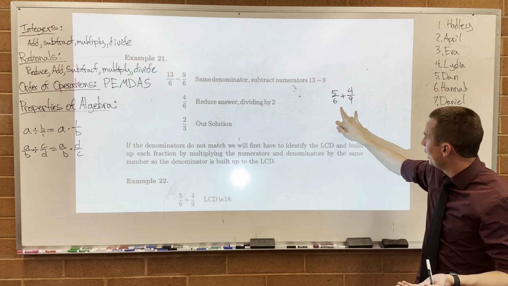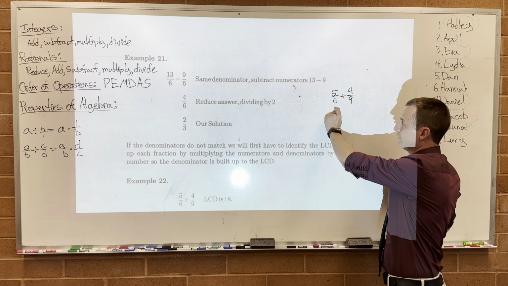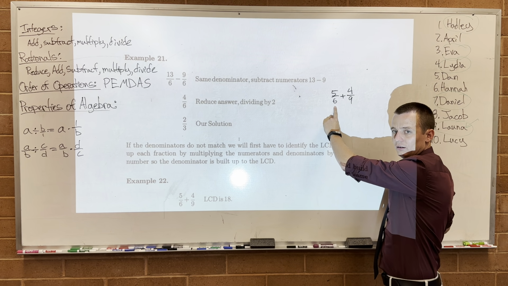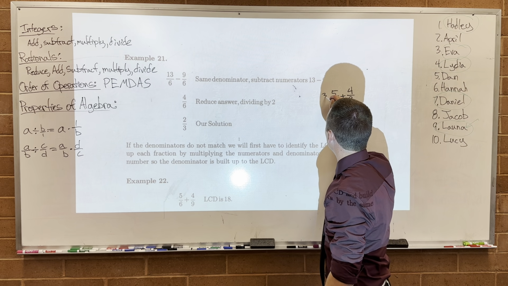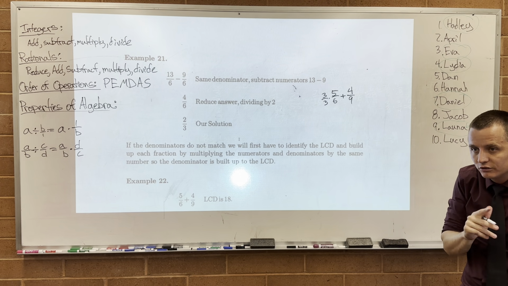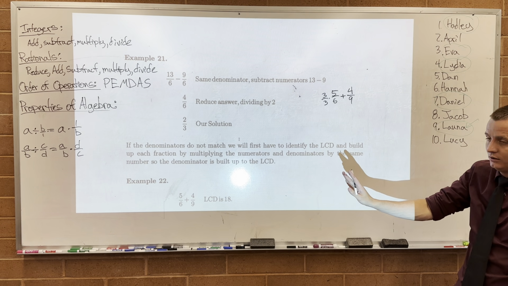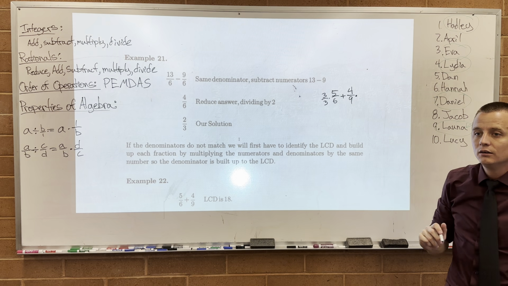So let's make it so that both these fractions have a denominator of 18. How can I make it so that this fraction has a denominator of 18? Times it by 3, top and bottom. So we're multiplying it by 1, but the magic one we're multiplying it by is 3 over 3. So we didn't change the number, we just multiplied it by 1. Similarly here, what's the magic number we're going to multiply it by? 2 over 2.